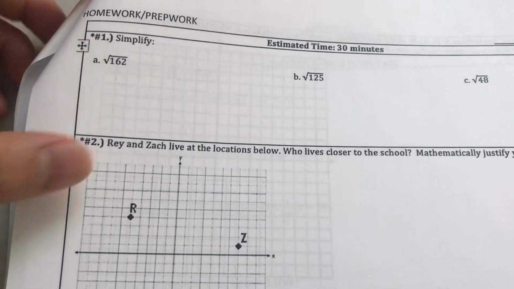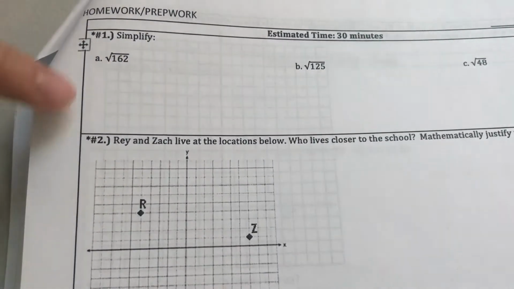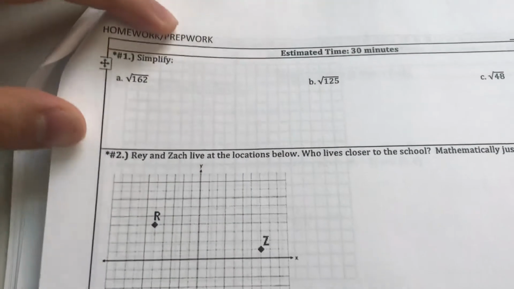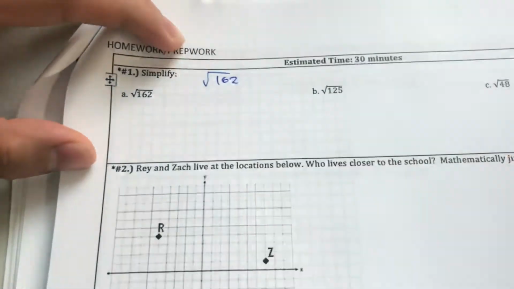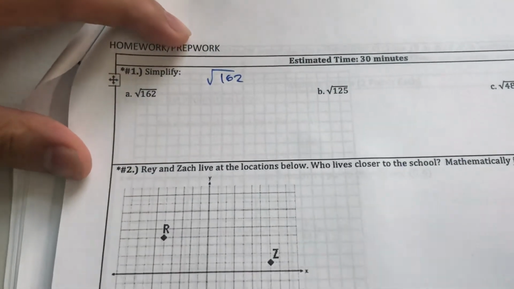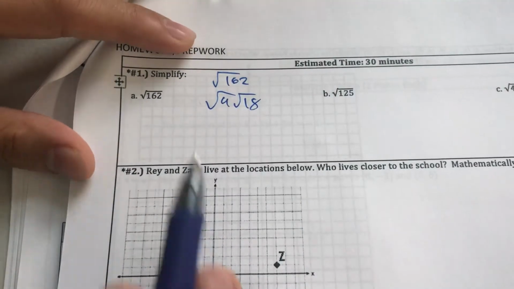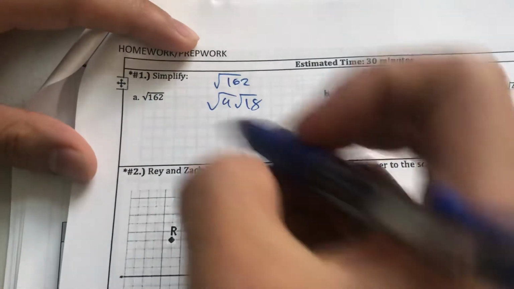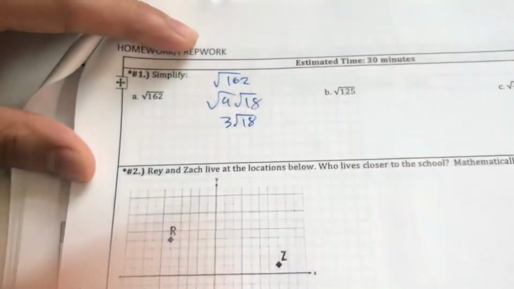Alright, so let's take a look at the homework and prep work. Square root of 162, we have to simplify it or rewrite it over here. Pretty sure it's divisible by 9, so 9, 18. Great. When I simplify, square root of 9 is going to give me a perfect 3. So it's 3 root 18, right?